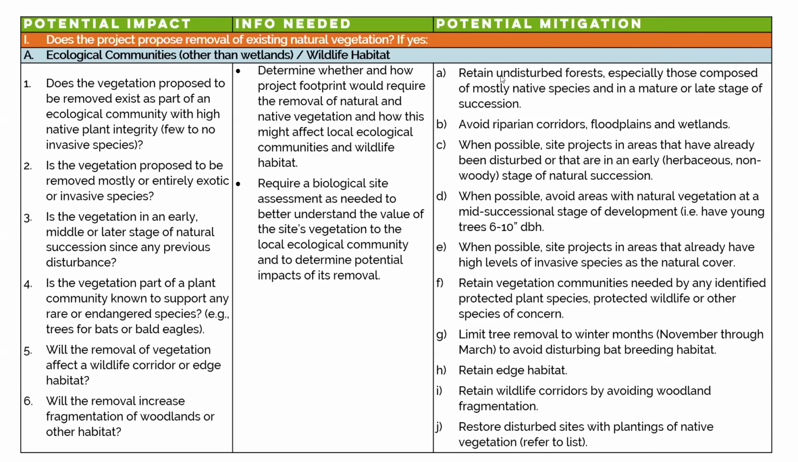And so these are some mitigation approaches to be sure to incorporate into the project design. And sometimes this can be a question of the applicant, or a request, or even a condition of approval. For example, limiting tree removal to winter months to avoid disturbing bat habitat, retaining edge habitat. So it's not just the trees in the midst of a wooded area, but on the edge too, avoiding fragmentation, which isn't something that would typically show up on a map, because you have to look at the larger corridors, and restoring sites with native vegetation.